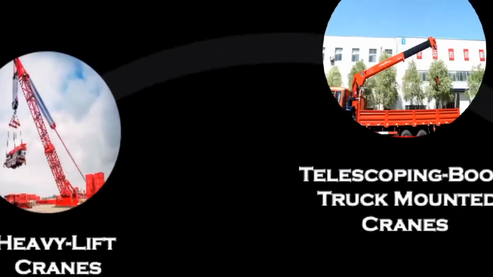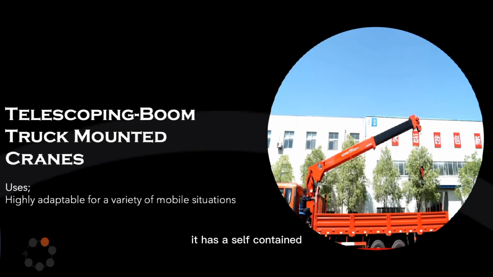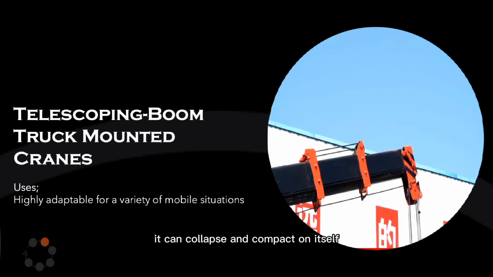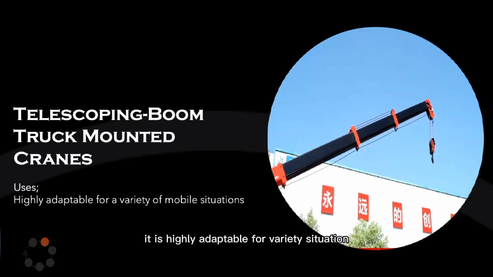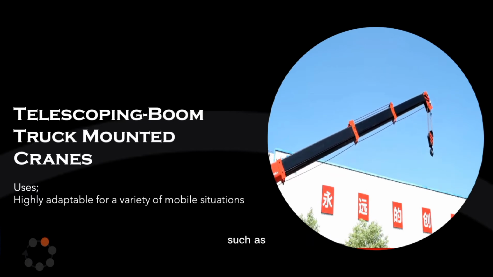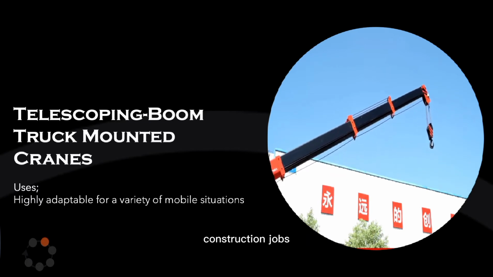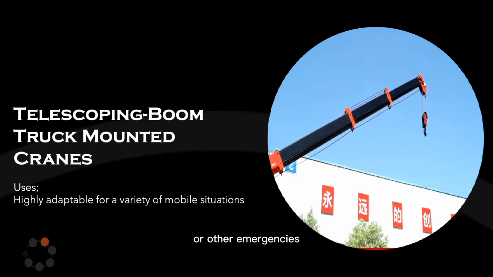Next is the telescopic crane. It has a self-contained telescoping boom. It can collapse and compact on itself. It is highly adaptable for a variety of situations such as construction jobs, rescue operations, or other emergencies.